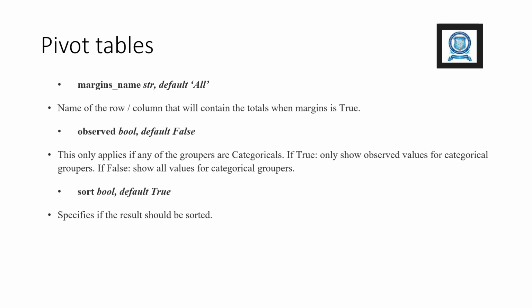Next one is observed. Its data type is bool. Default value is false. This only applies if any of the groupers are categoricals. If true, only show observed values for categorical groupers. If false, show all values for categorical groupers. Next one is sort. Its data type is bool. Default value is true. Specifies if the result should be sorted.